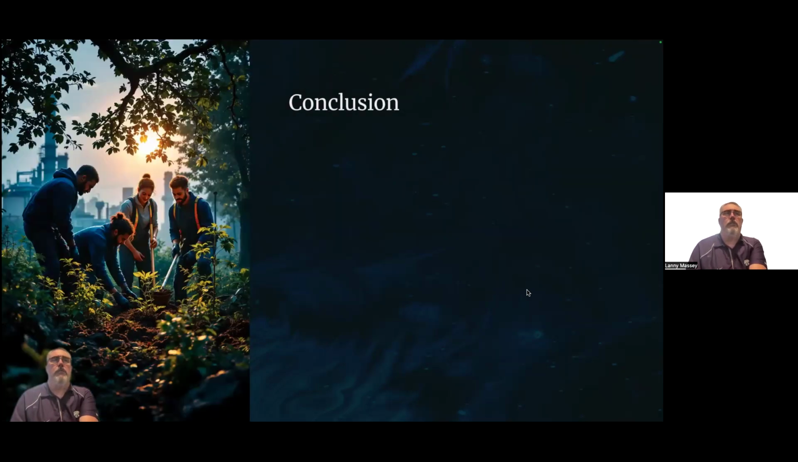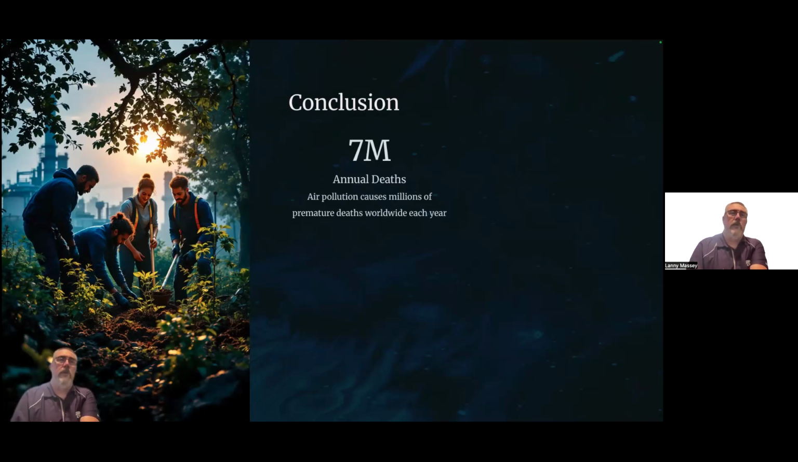Okay, so in conclusion, some scary numbers that I think you all need to know about. First of all, 7 million annual deaths can be attributed to air pollution. These are premature deaths, which means the person would have probably lived longer had there been less air pollution. Like we talked about, COPD, heart attacks, stroke, if you're susceptible to that, you're even more susceptible in an air polluted environment.